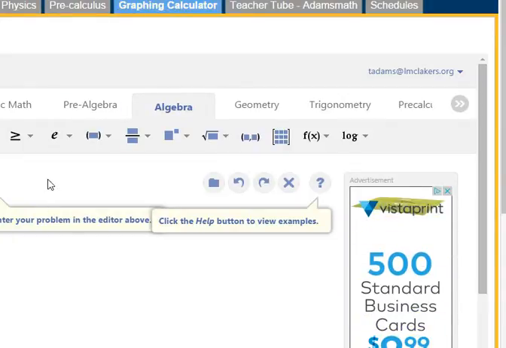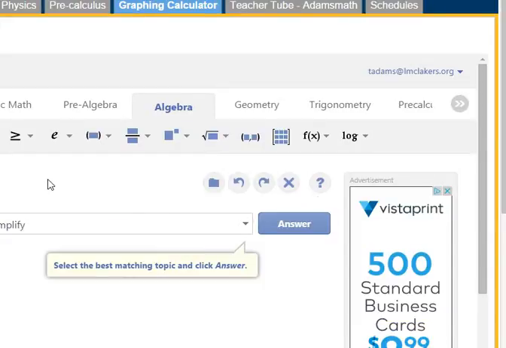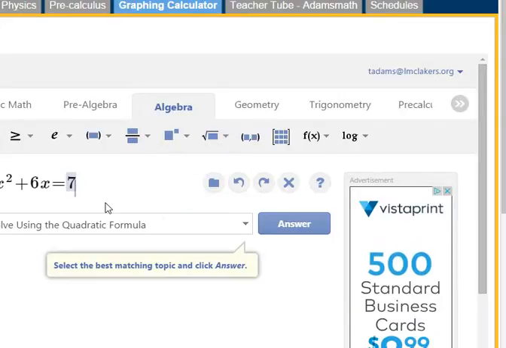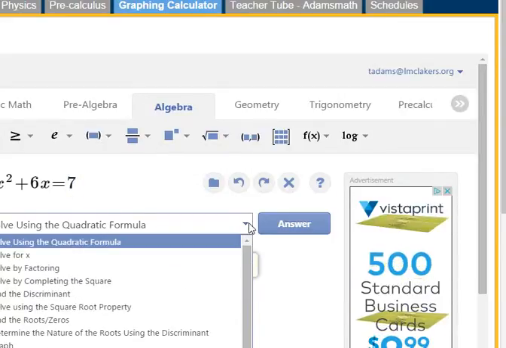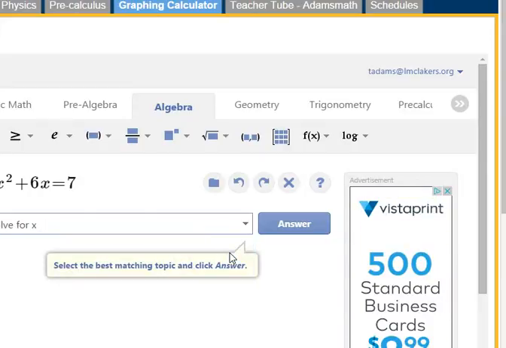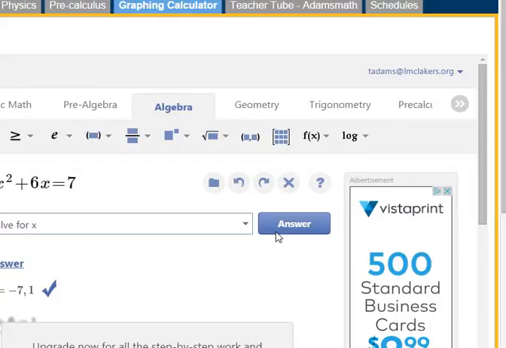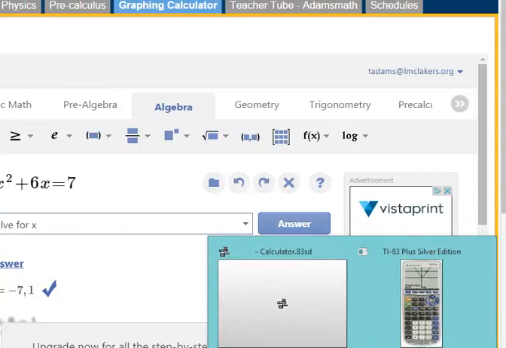But if I write down x squared plus 6x equals 7. Now what does it say? It says we could solve using quadratic formula, we could solve using this, we could solve using that. I just want to solve for x. Okay? Now if I hit answer, what should I get? 1 and negative 7. What? Pretty cool, huh?